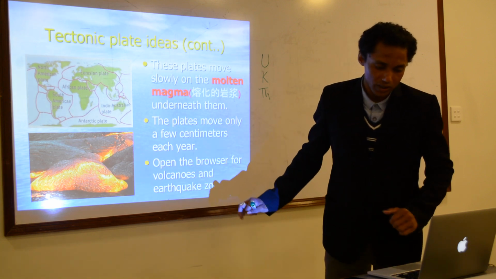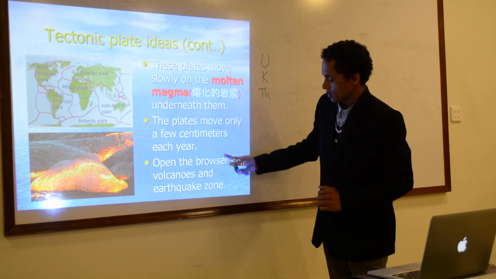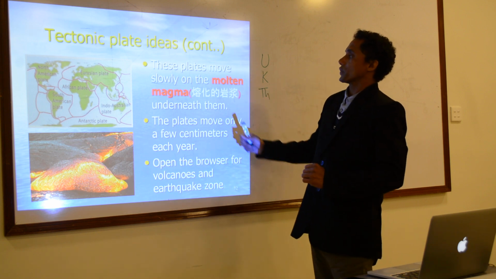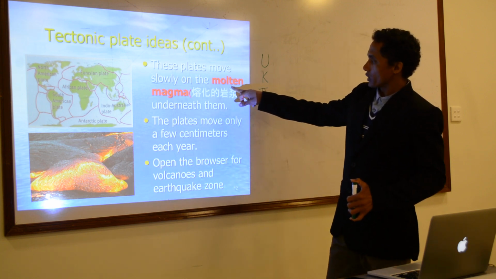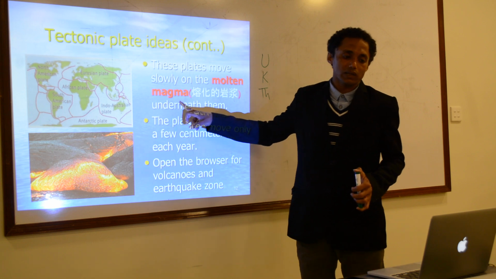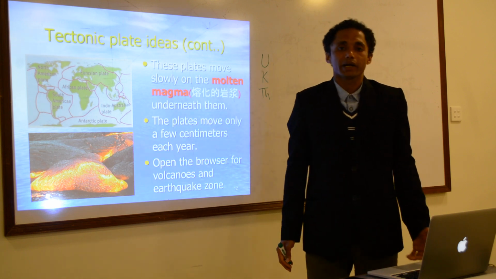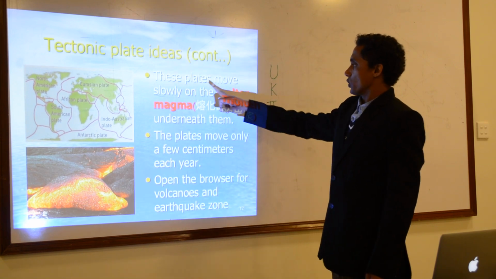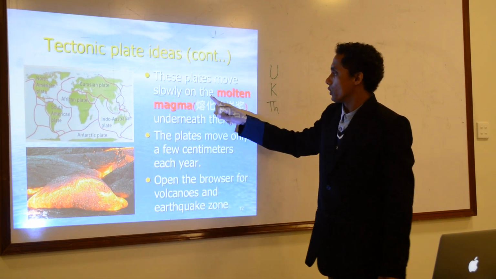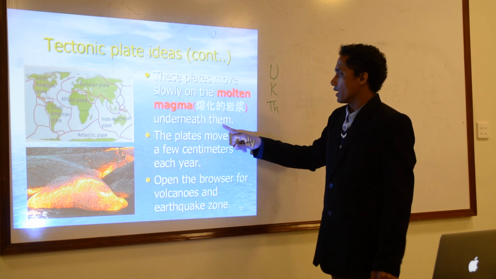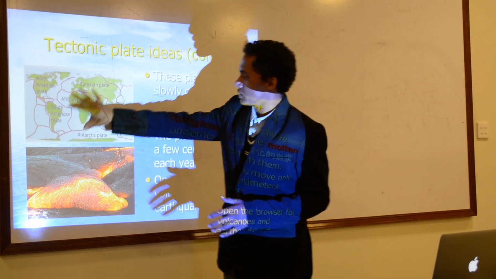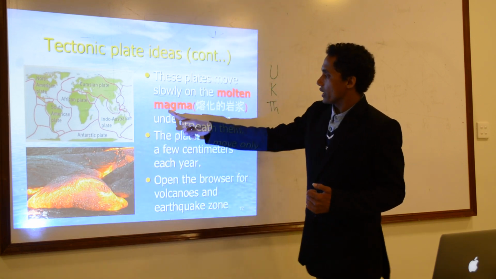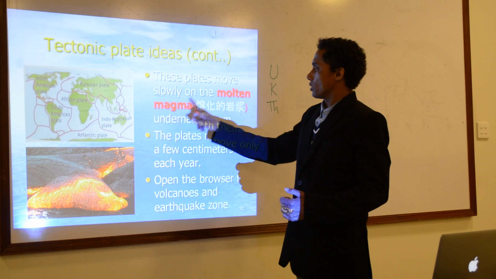Okay, let's take a look on this browser at the volcanoes and the earthquake zones. First of all, I would like to explain molten magma. What actually is molten magma? We know that these plates move slowly on the molten magma underneath them, and this is the molten magma picture. Before that, we need to understand what molten magma actually is.